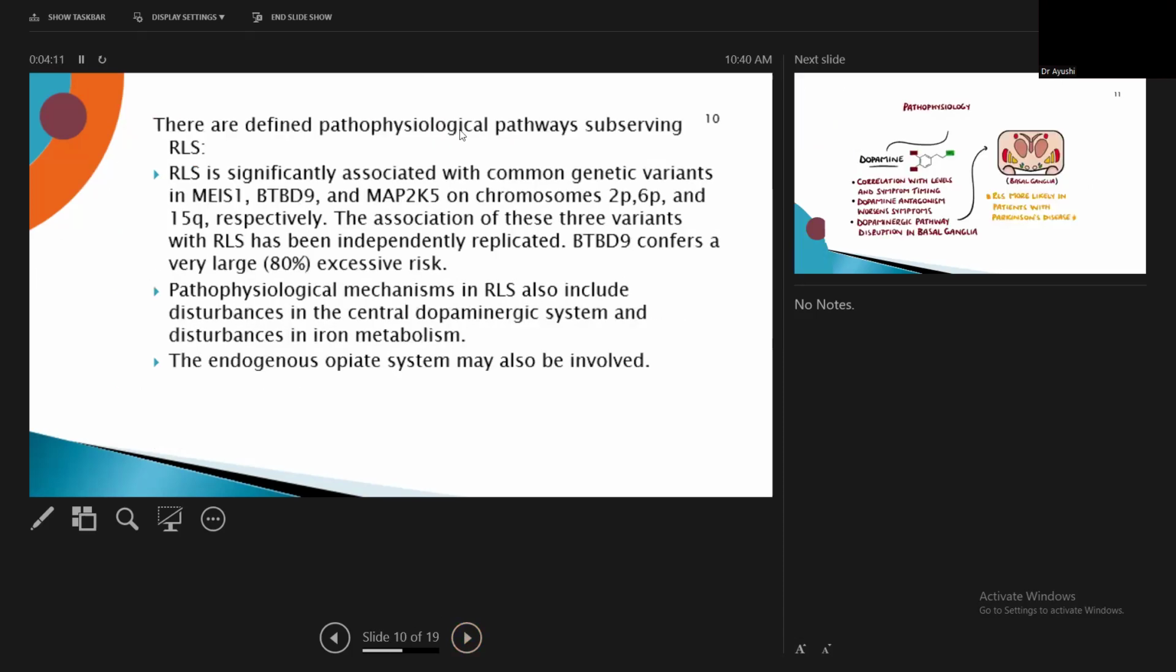The pathophysiology of RLS: it is significantly associated with common genetic variants in MEIS1, BTBD9, MAP2K5 on chromosomes 2p, 6p, and 15q respectively. The association of these three variants with RLS has been independently replicated. BTBD9 confers a very large excess risk. Pathophysiological mechanisms also include disturbances in central dopaminergic system and disturbances in iron metabolism. The endogenous opiate system may also be involved.